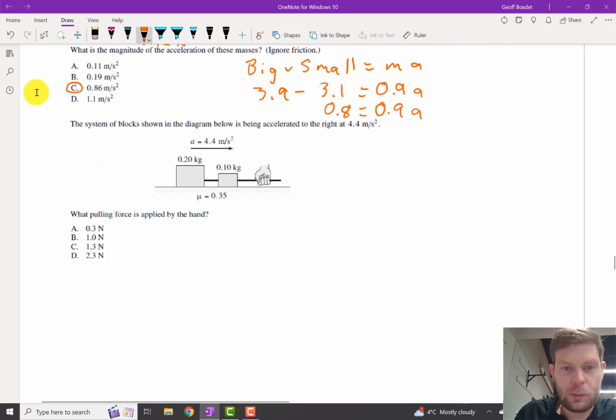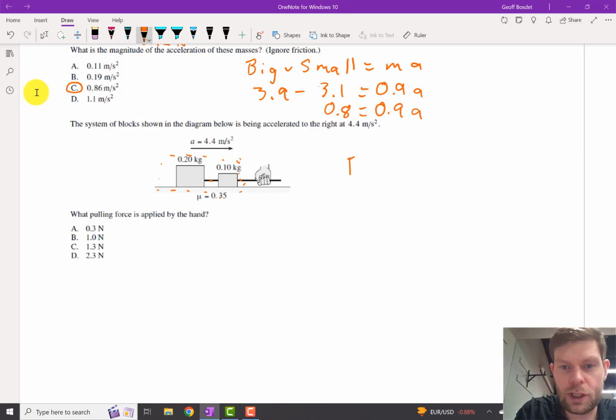All right, next guy. We want to know the pulling force of the hand. Like many of these questions, we could apply all our formulas to just this guy, which would involve the forward force, which we don't know about and don't care. We could apply it to this other guy, which would have a backward force we don't know about and don't care. Or we could apply it to the whole system, which is what I'm going to do, because that will have the hand force as the rightward force and friction to the left.